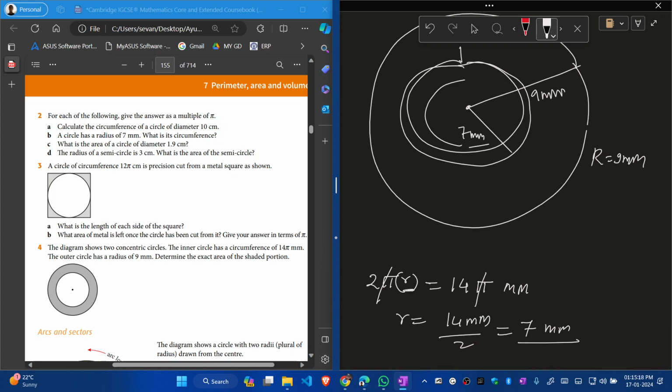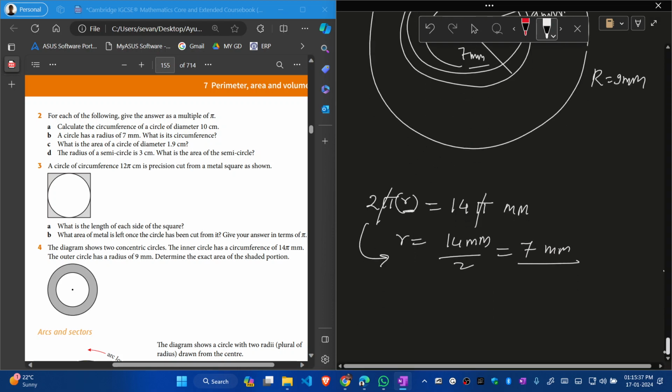But why were you doing 2 into pi into r, and how did it become r by 2? Let me explain. The first line I wrote here is 2 pi r equals 14 pi mm. Is this okay? Yes. Then I can cancel pi on both sides, and you are left with 2r equals 14 mm. If 2r equals 14 mm, then r equals 14 mm over 2. That's what I have written.